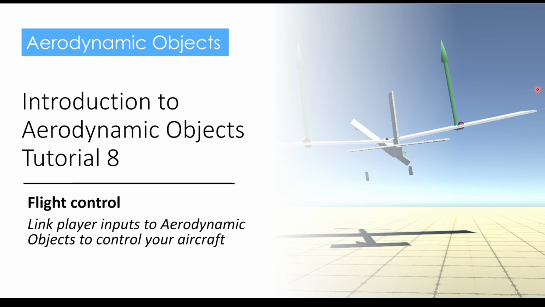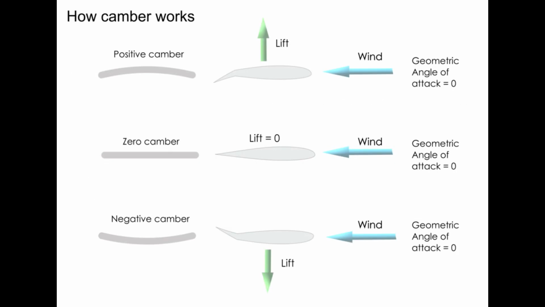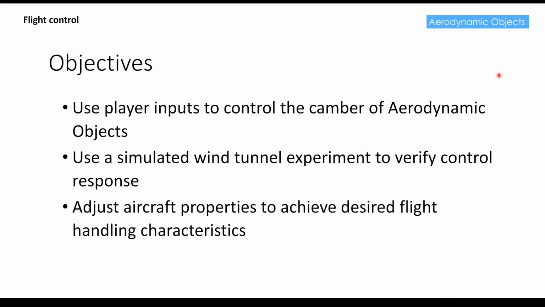Introduction to Aerodynamic Objects Tutorial 8: Flight Control. In this tutorial you're going to link player inputs to aerodynamic objects to control your aircraft. Our objectives are to use player inputs to control the camber of aerodynamic objects. Then we're going to use a simulated wind tunnel experiment to verify control response, and then we're going to adjust aircraft properties to achieve our desired flight handling characteristics.